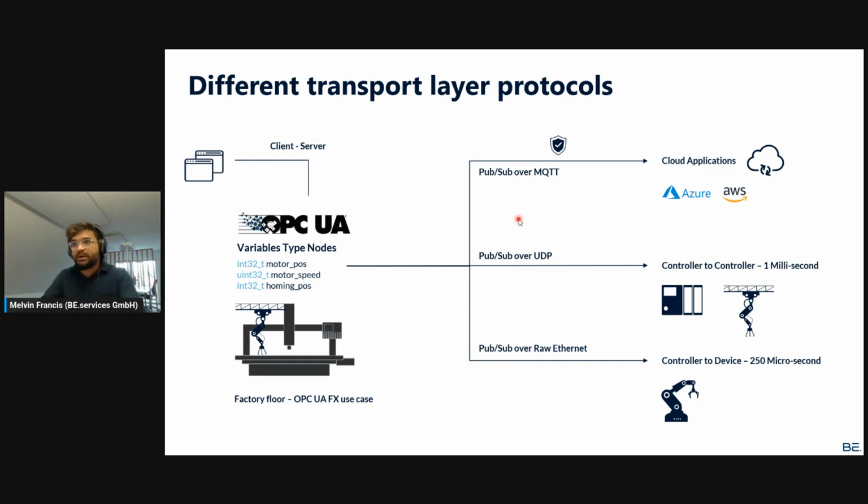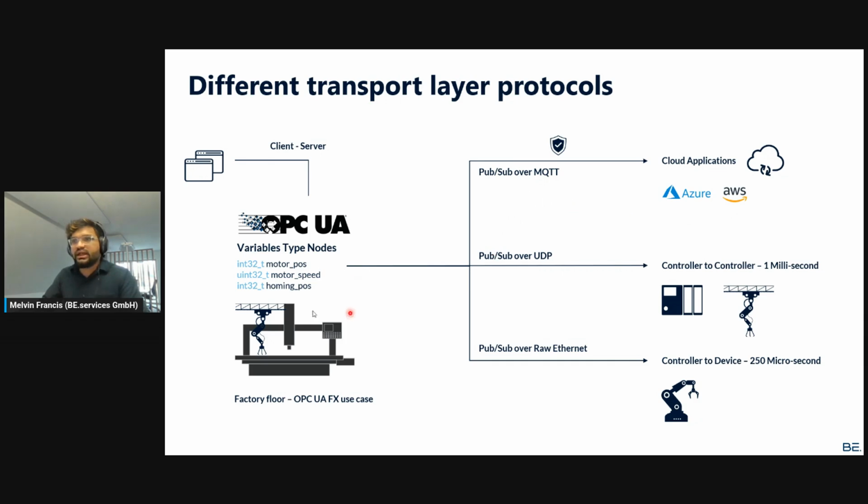And we can also use PubSub over UDP. When you have controller to controller communication, and the network requirement is 1 millisecond or anything above, this particular transport layer protocol would be quite helpful. And if you want to send this data to the cloud, you can just use PubSub over MQTT in a secure way. Network layer security, transport layer security, and user level security can be achieved, and you can push the data from your factory floor to the cloud. Examples would be Azure or AWS cloud applications, which can receive data directly using MQTT.